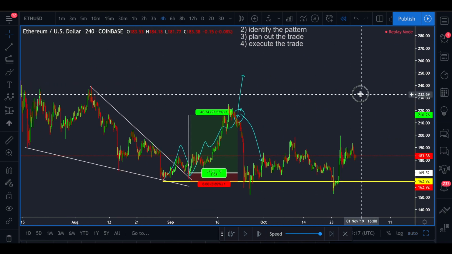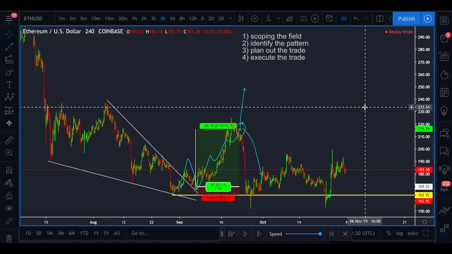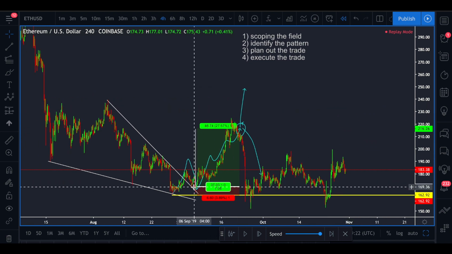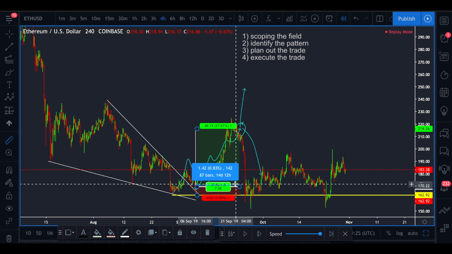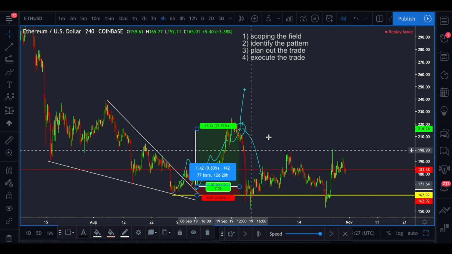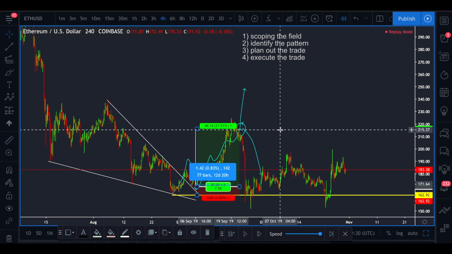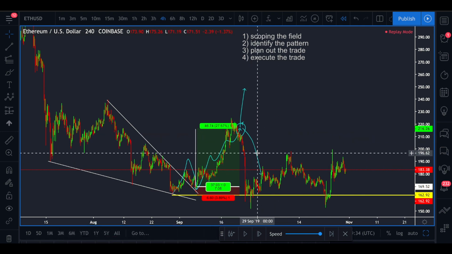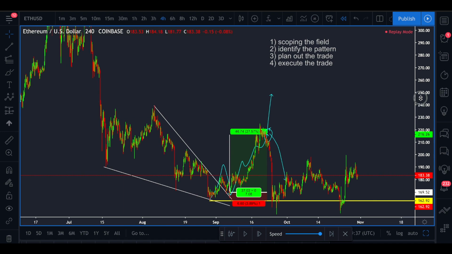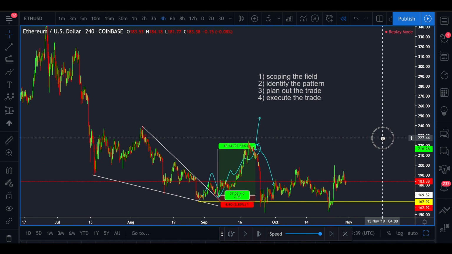There's a lot of other patterns that I could teach you guys how to use. This is something that took, let's see, about 12 days, so a little over a week and a half to finish forming, and that's why it's called a swing trade. And that's it, guys. There's a lot of other trades, like I said, a lot of other patterns that I can teach you guys how to play.